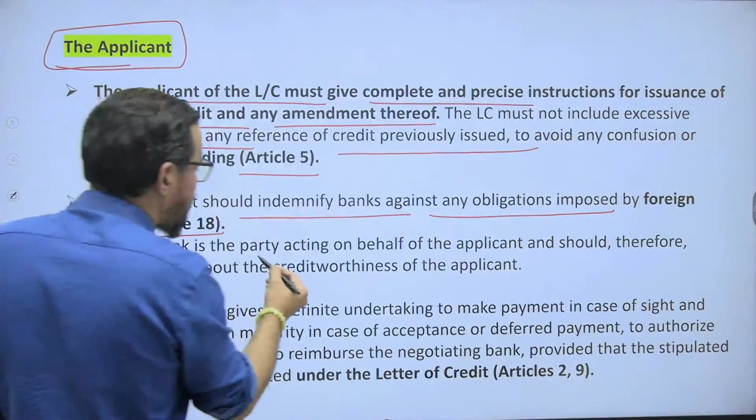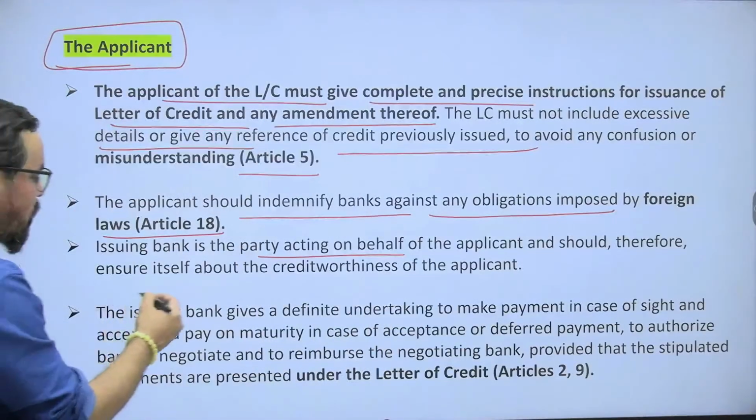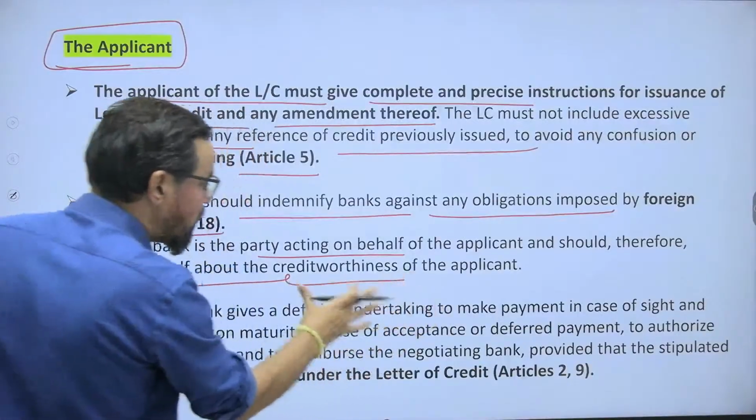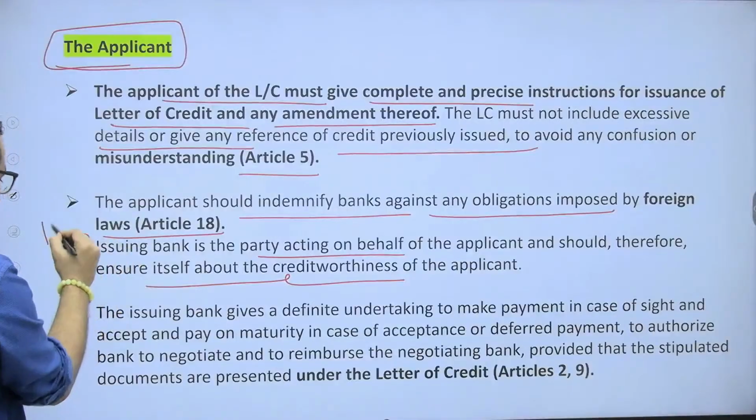The issuing bank is the party acting on behalf of the applicant and should therefore ensure itself about the creditworthiness of the applicant. This is about the issuing bank.